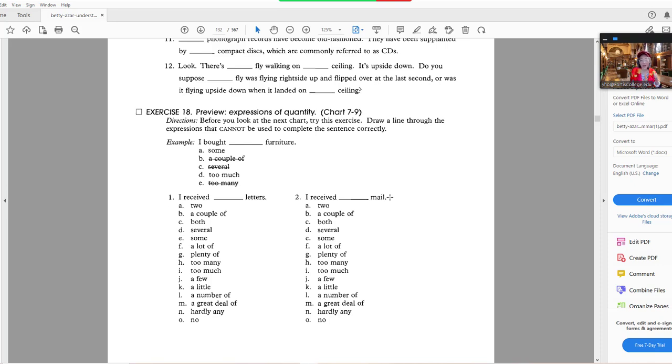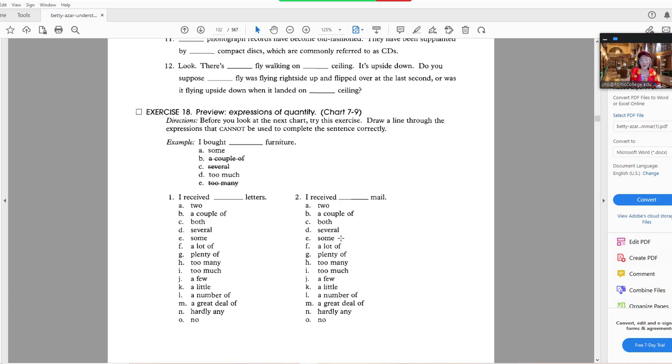And you cannot say I have 1 mail, 2 mail, 3 mail, 4 mail, because you have to say I have 1 piece of mail, 2 pieces of mail. You have to put in a quantifier. So you can't say I received 2 mail. You can't say a couple of. You can't say both. You can't say several. Okay, you can say some.